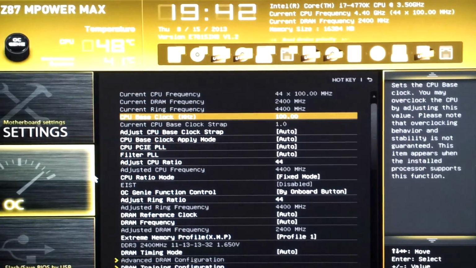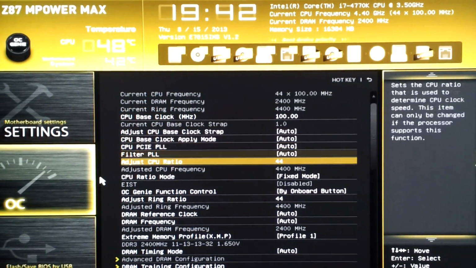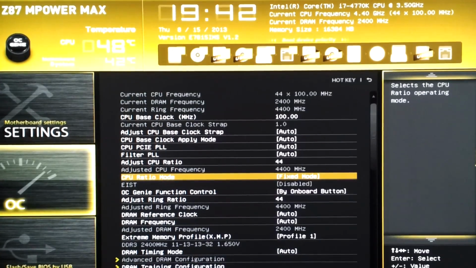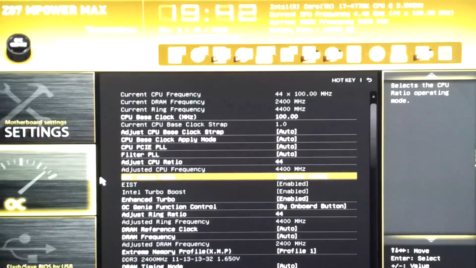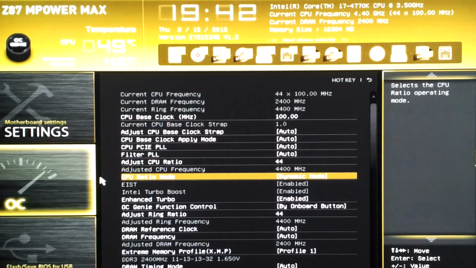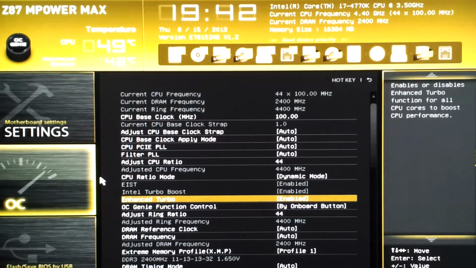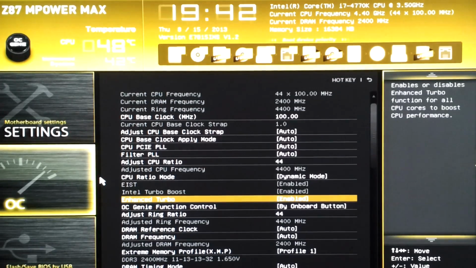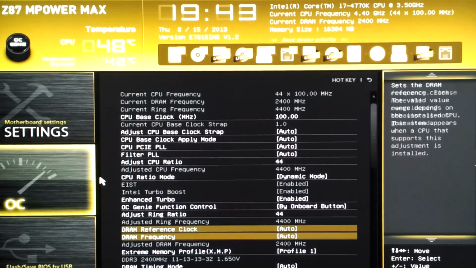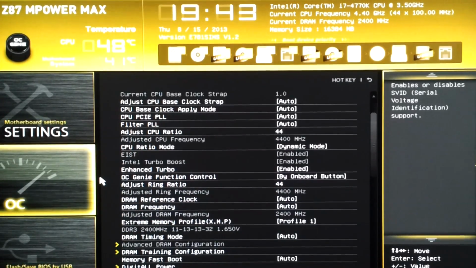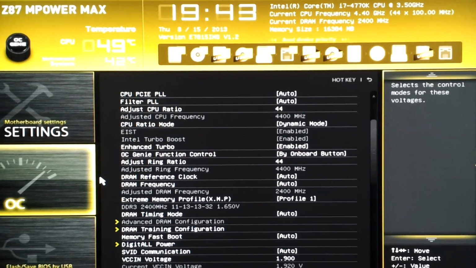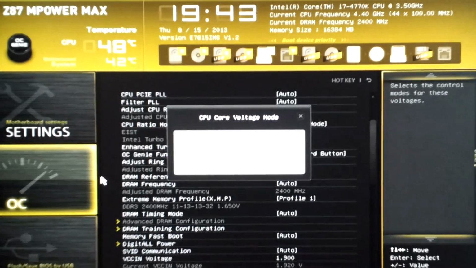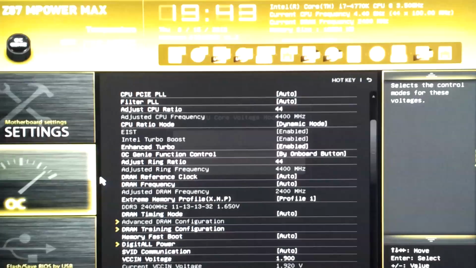Okay, so the first thing we are going to change is the CPU ratio mode to dynamic. The next thing we are going to change is enhanced turbo. Make sure it is enabled. The next thing we are going to change is the CPU V-Core voltage mode, and we are going to set it for adaptive.